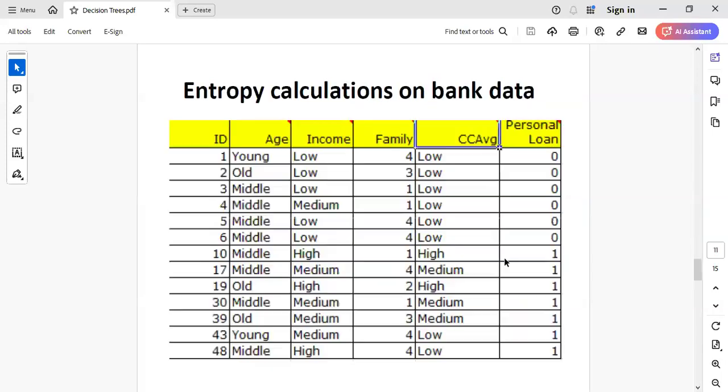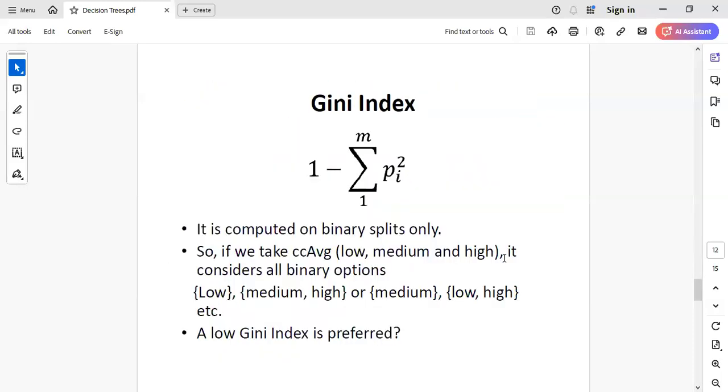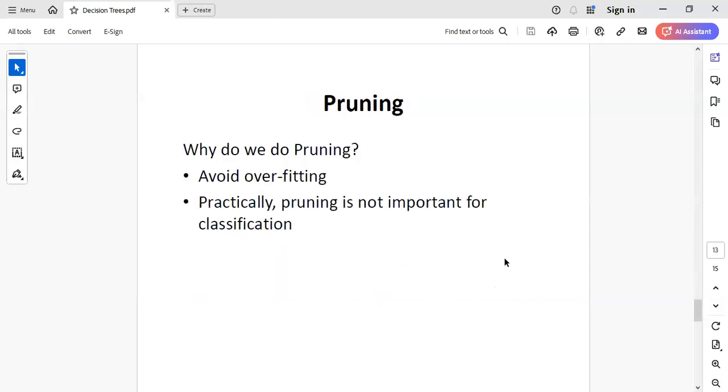The closest rival to gain ratio is the Gini index. The Gini index is the other option if we don't have the gain ratio, but they work on the same process. Now we will learn about pruning.